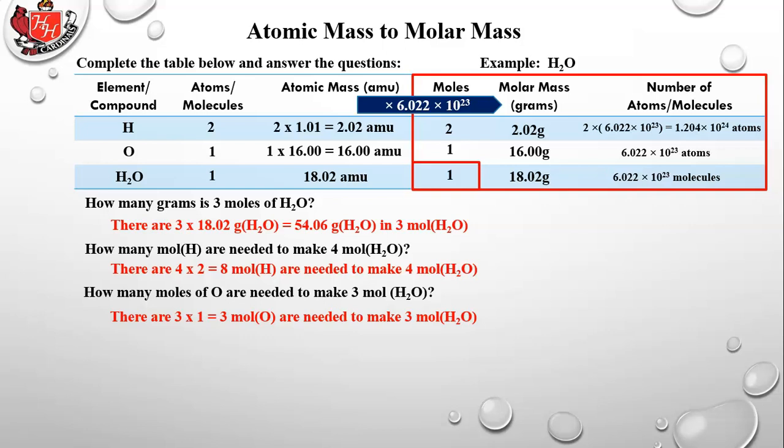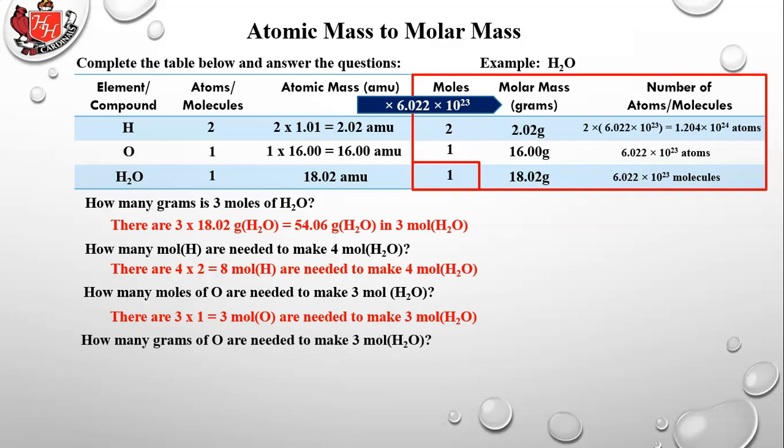So you need 1 bicycle seat for each bicycle. If you want to make 1 bicycle, you need 1 seat. If you want to make 100 bicycles, you need 100 seats. 1,000,000 bicycles, you need 1,000,000 seats. So if you want to make 1 water molecule, you need 1 oxygen. If you want to make 3 moles of water, you need 3 moles of oxygen.